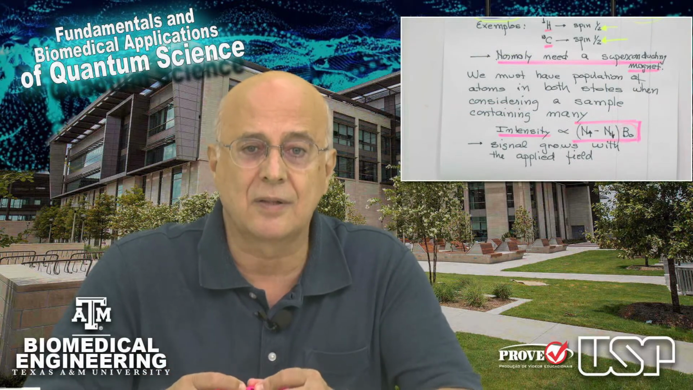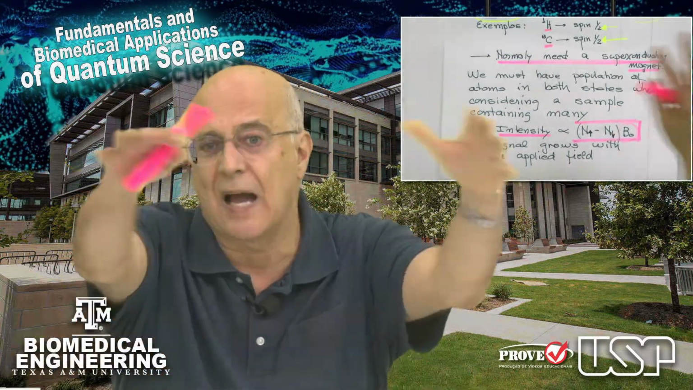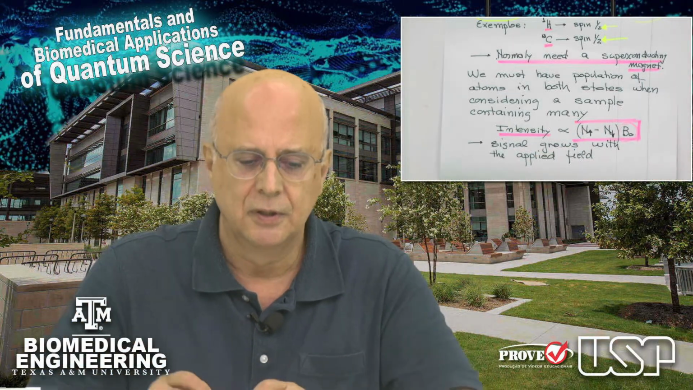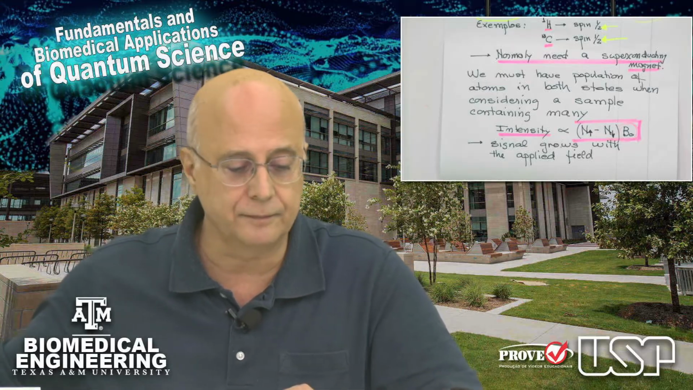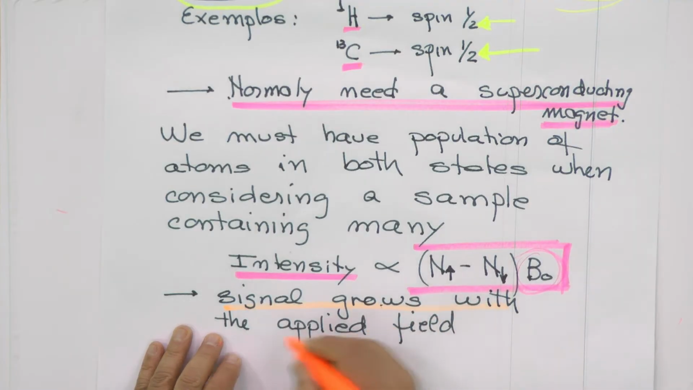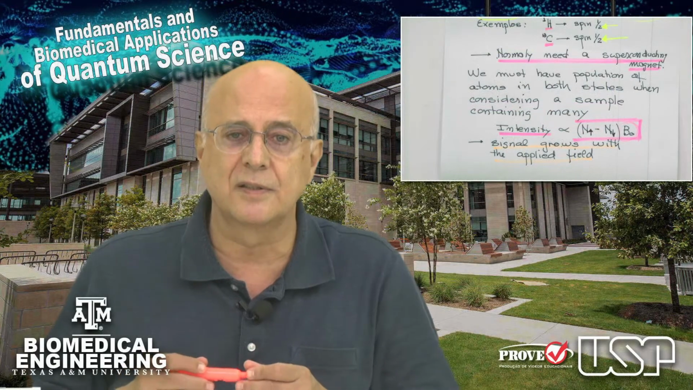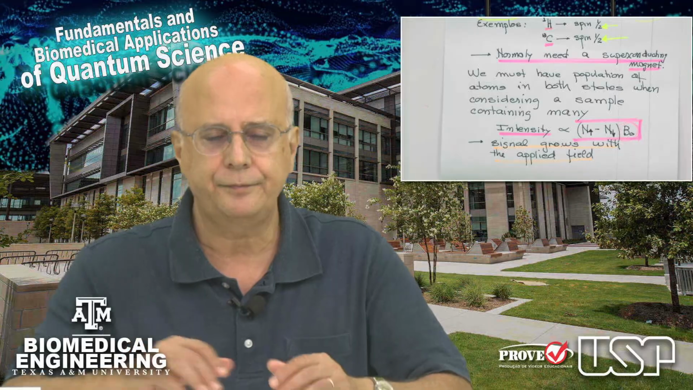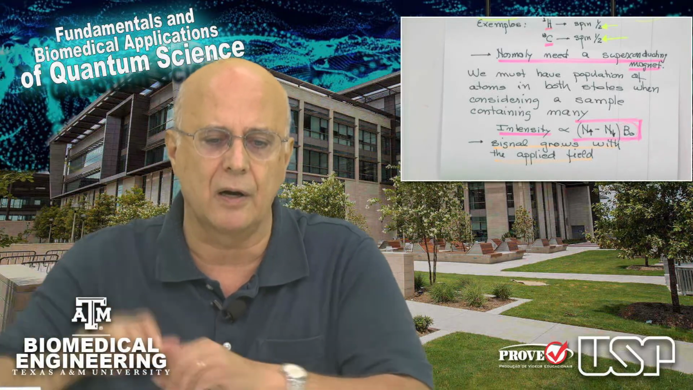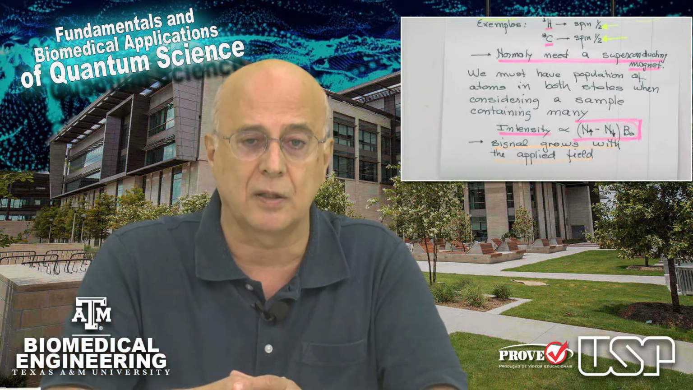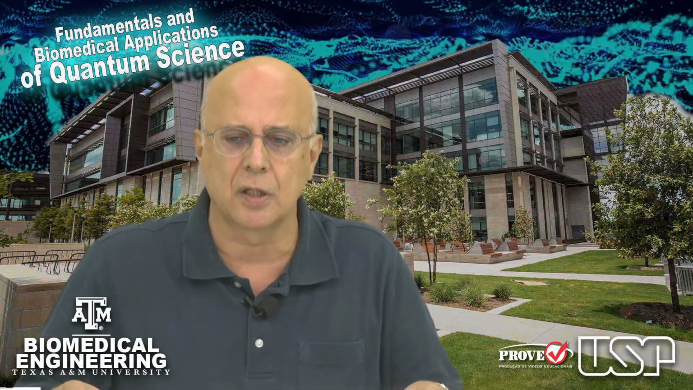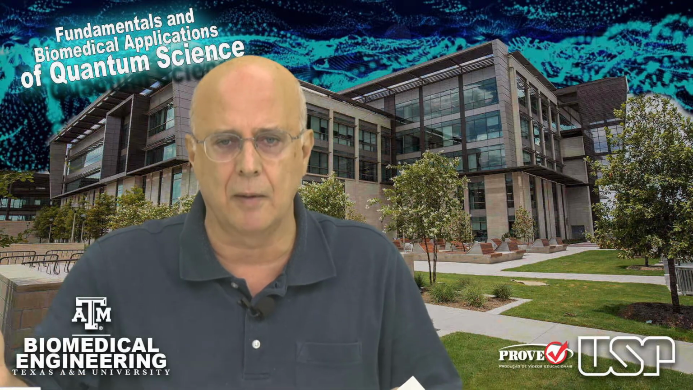We can see a few nuclei inside the matter if we have a nice field, because we amplify the signal. So the signal grows with the applied field in the NMR. That's why people want big fields. So you see, everything we learned for the two-level system is down there. We are using it to explain this important biomedical application of resonances, which is the NMR.